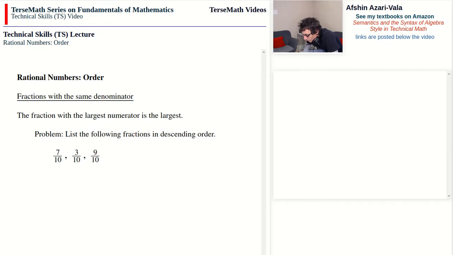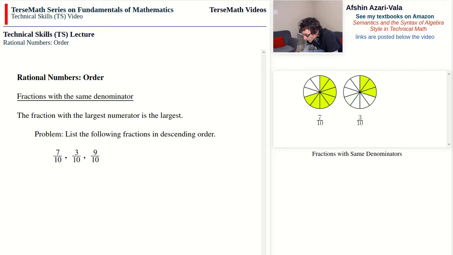And because the denominators are the same, each pie is cut into the same number of pieces overall. So this pie is cut into 10 pieces. And if we take a look at the diagram for 3/10, we notice that in 3/10 the pie is also cut into 10 pieces. And in 9/10, again, the pie is cut into 10 pieces. So this means that the size of one piece from any one of these pies is the same as the size of one piece from any other of these pies.